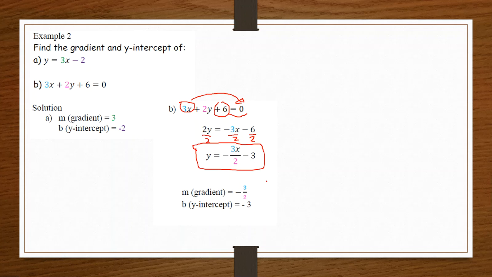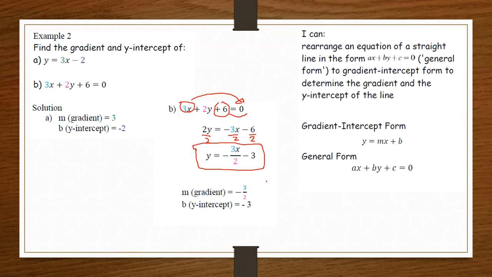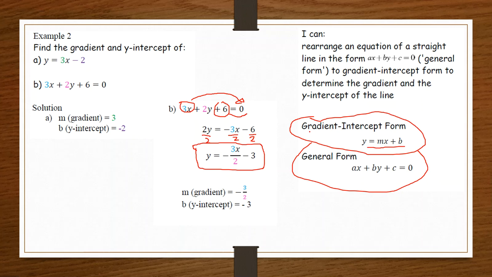Again, I'm just going to quickly flick through example 3 onwards. Before I do though, just highlighting, gradient intercept form is this one. General form is this one. It's much easier to see the gradient and the intercept when it's in this form. And that's why it's called the gradient intercept form.